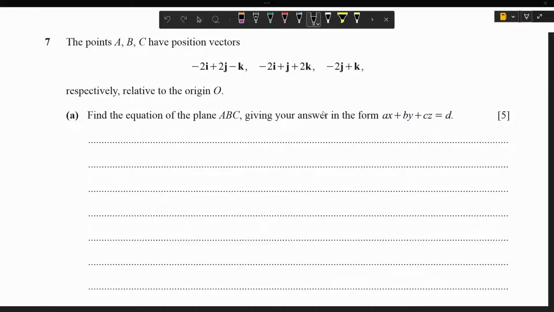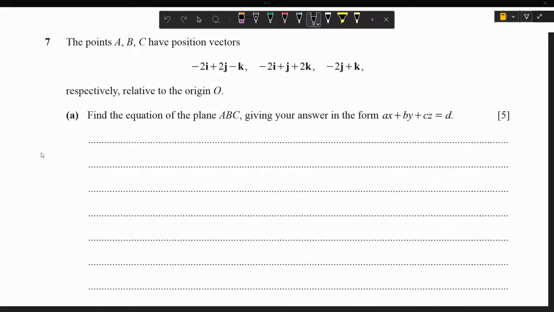So let's take a look at question number 7. It says the points A, B, C have position vectors minus 2i plus 2j minus k, minus 2i plus j plus 2k, and minus 2j plus k, respectively, relative to the origin O. So on part A, find the equation of the plane ABC, giving your answer in the form ax plus by plus cz equal to d.